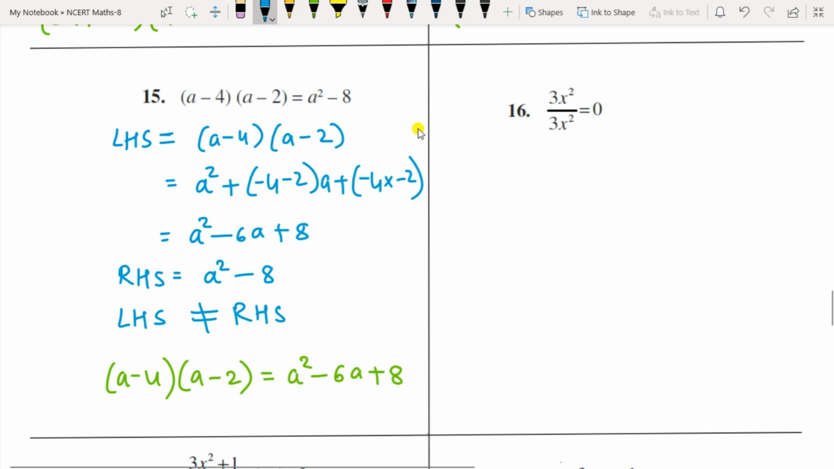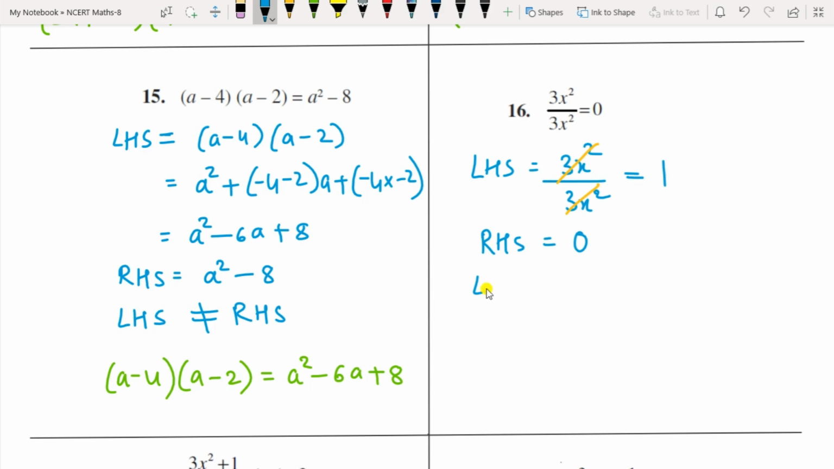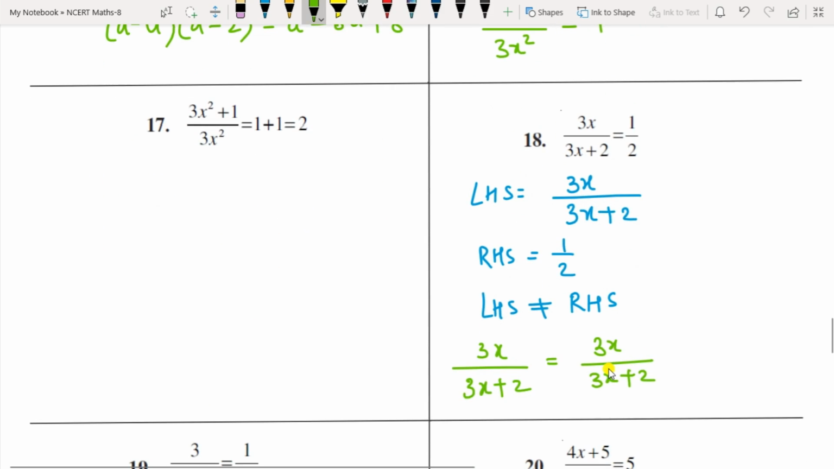Now here LHS is 3x square upon 3x square. This can be cancelled because both of them are monomial and like terms. So the answer comes here as 1. But RHS is given as 0, which is not equal to RHS. So the correct statement should be 3x square upon 3x square should be equal to 1 and not 0.